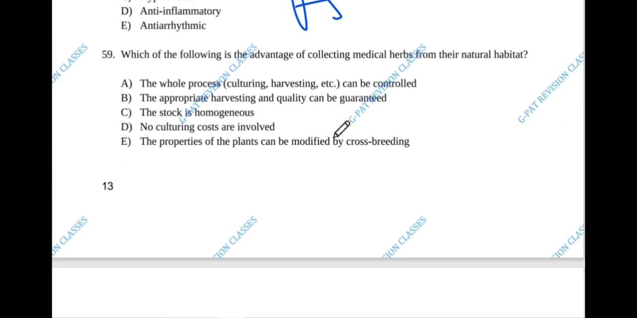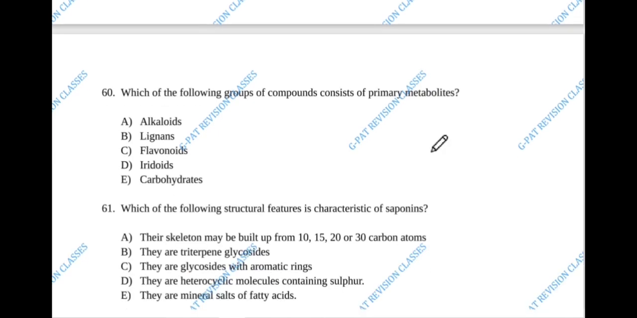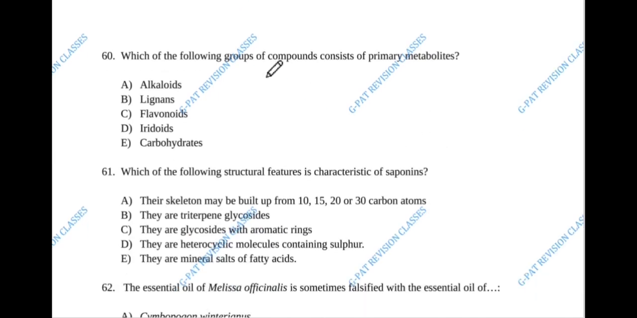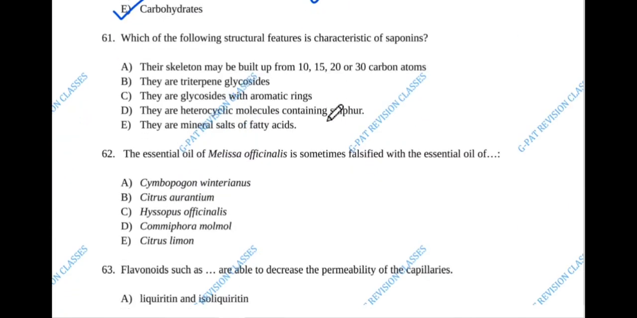Next is 59 question number. Which of the following is the advantage of collecting medical herb from their natural habitat? The answer is D. No culturing costs are involved. Next is 60 question number. Which of the following group of compound consists of primary metabolites? The answer is E. Carbohydrates.